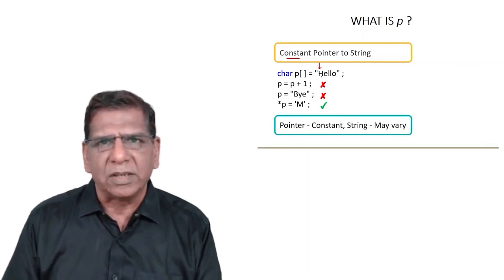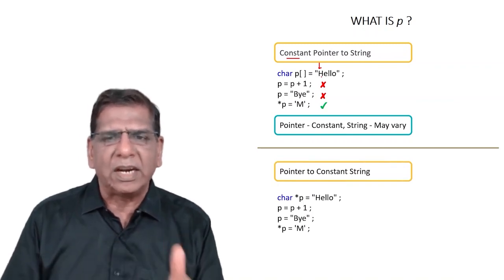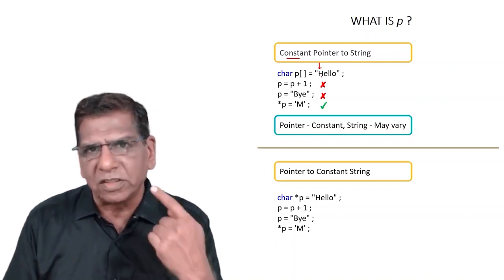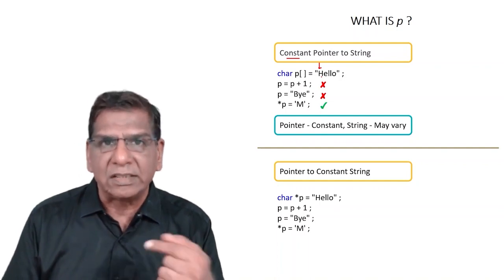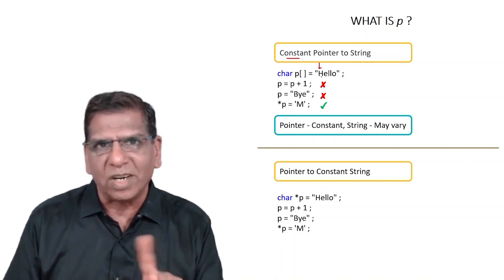Let's look at the other one. Suppose I say char star p equal to "hello", and then I try all the 3 operations again. In the first case, p was a constant pointer to a string. In the second case, p is a pointer to a constant string. The 2 are different.